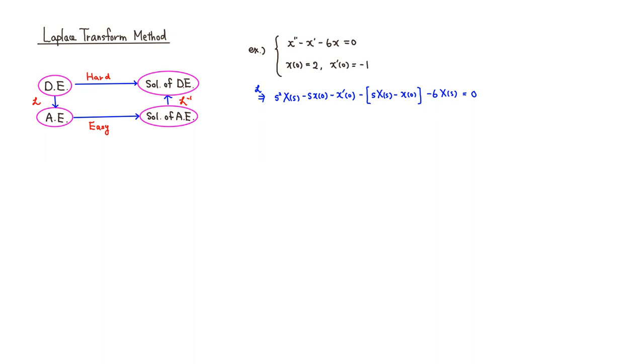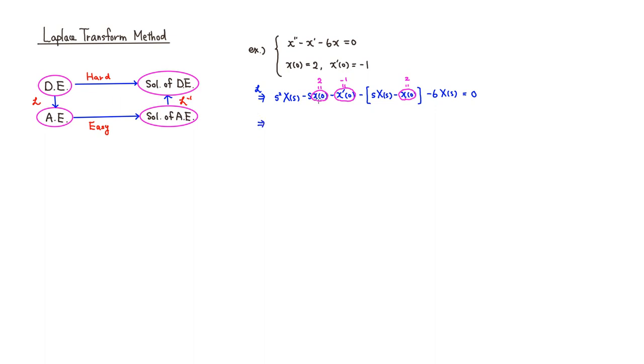And we actually know a little bit more about this because x of 0 is 2, so we can plug 2 in there. And here we know that x prime of 0 is negative 1. And here we can also plug in x of 0 is 2.